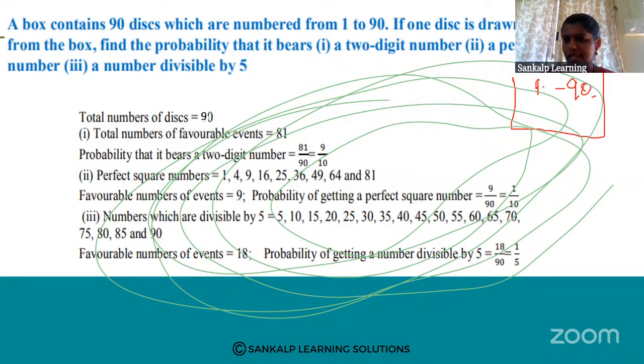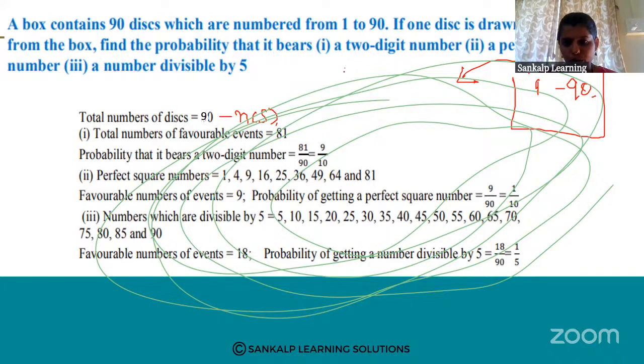If one disc is drawn at random from the box, find the probability that it bears a 2-digit number, or a perfect square number, or a number divisible by 5. Total number of discs: how many discs are there? From 1 to 90 means 90 discs are there. So this is the number of discs, that is n of s, the total number of outcomes. Then the total number of favorable events.